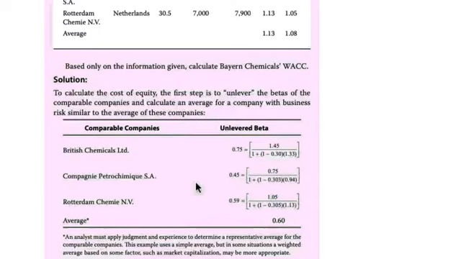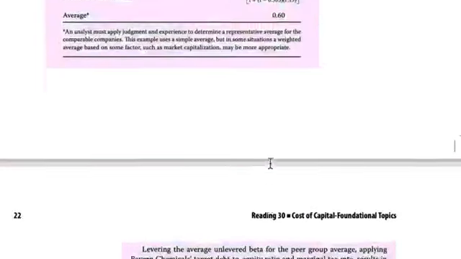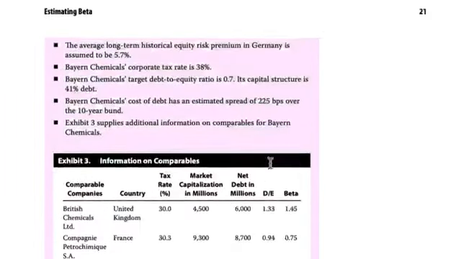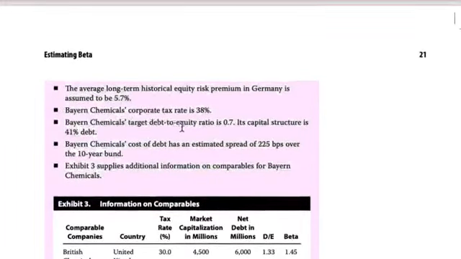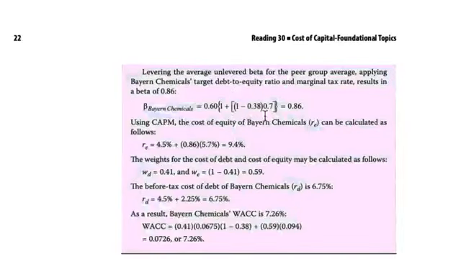Now we relever that using the statistics of the target company. There is 0.6, that's the unlevered amount. There's 1 minus the tax rate, and there is the debt equity ratio of that company. Where do we get the 0.7? Scroll back up. Remember, target debt to equity ratio is 0.7. If you take 0.41, divide by 0.59, because that's the amount of debt over the amount of equity, you'll get 0.7. So there we are, 0.86.